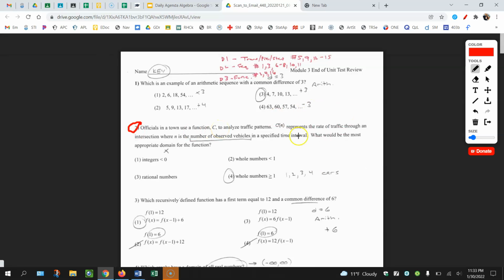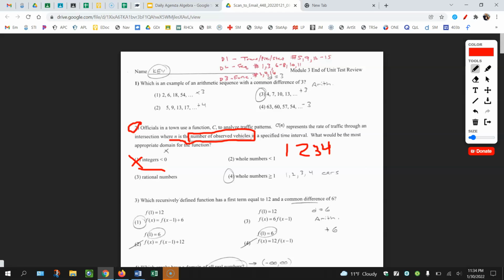So I know you can see the work that I have here and the answers, but what you want to recognize here is this function is measuring a domain of n, the number of observed vehicles. So we're talking about number of vehicles that go through a specific intersection. So we could be talking about 1, 2, 3, 4, etc. So these numbers, if you look at choice 1, this is integers less than 0. So we're talking about negative. That doesn't make any sense here. A negative number of cars, so that's out.